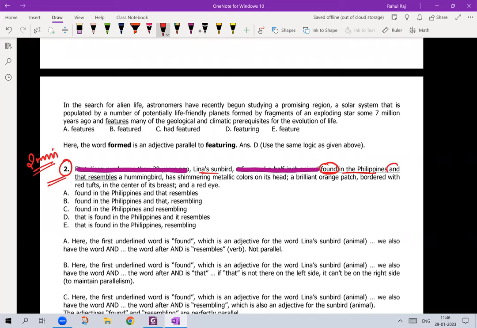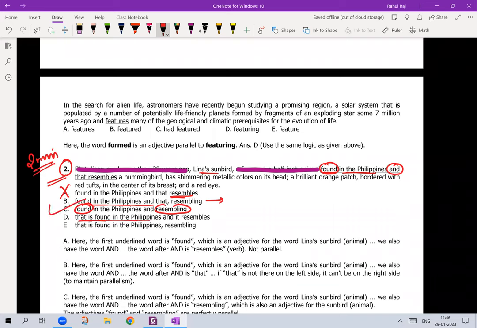Now there's an "and" which looks for parallelism. So resembles is 100% a verb. Even if you do not understand essential part, non-essential part, this is wrong. Found in Philippines and that comma resembling will come to this. Found in Philippines and resembling like a hummingbird. This is an adjective. Straight away sees the answer.